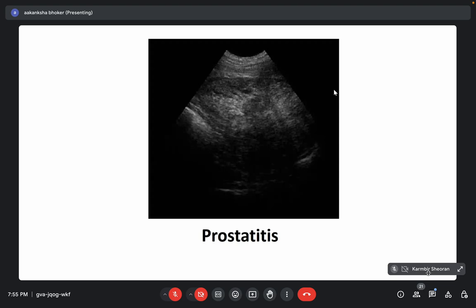Generally, the prostate should be very hyperechoic. It is more hyperechoic as compared to the spleen, and it has a uniform appearance. But here we can see some heterogeneous appearance. It should be homogeneous, but here we can see hyperechoic, then hypoechoic, then hyperechoic areas. So it is an example of prostatitis.